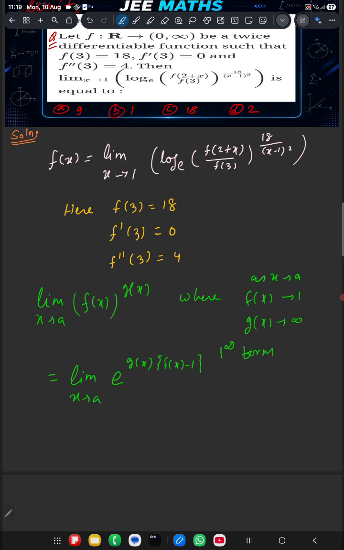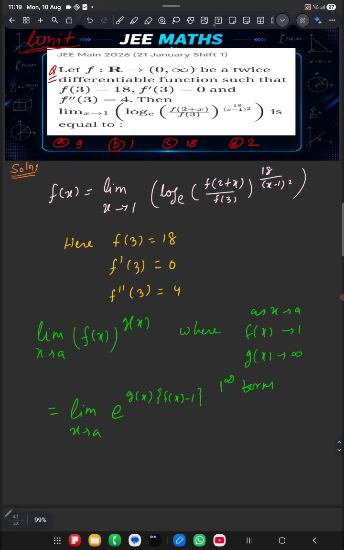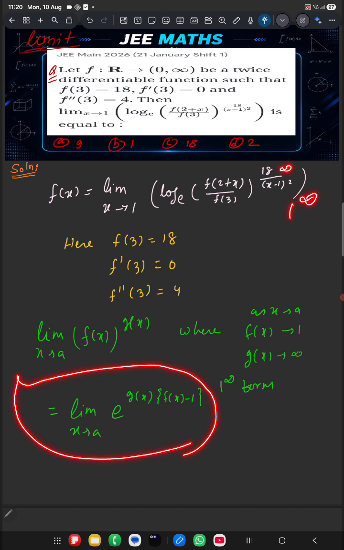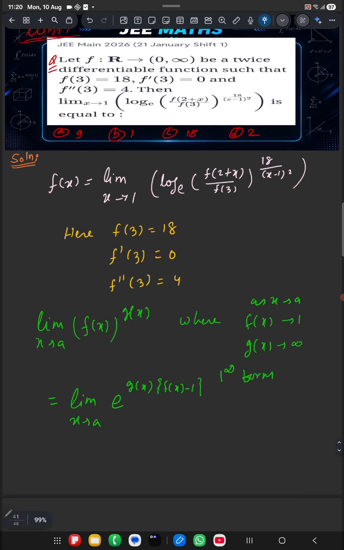Now here we are able to see that this is the format of 1 power infinity. How? When x tends to 1, f of 2 plus 1 is f of 3, so f of 3 and f of 3 will get cancelled. This is 1. Now the power is 18 upon 1 minus 1, meaning 18 upon 0. Anything upon 0 is infinity. So you can see 1 power infinity format is this. So we will apply this formula. So how to do it? Let us see.